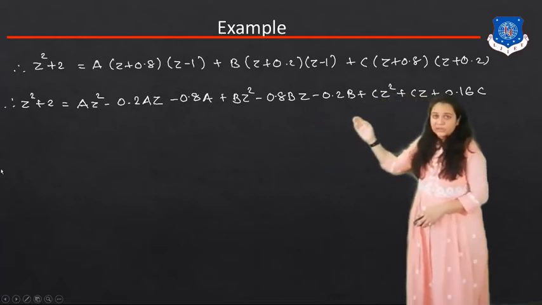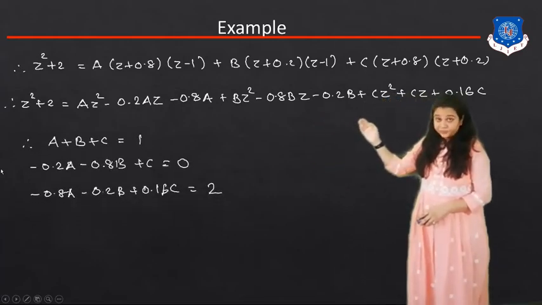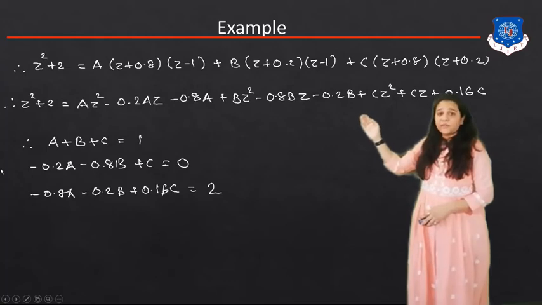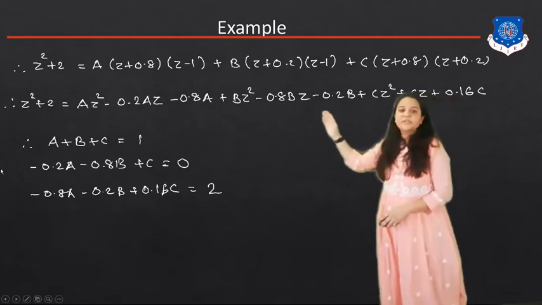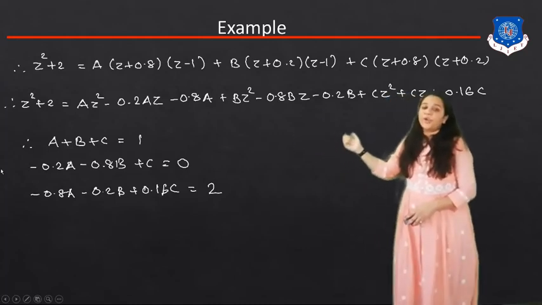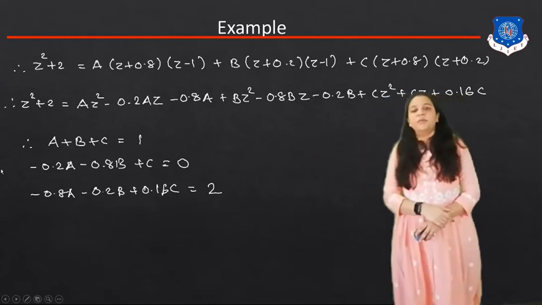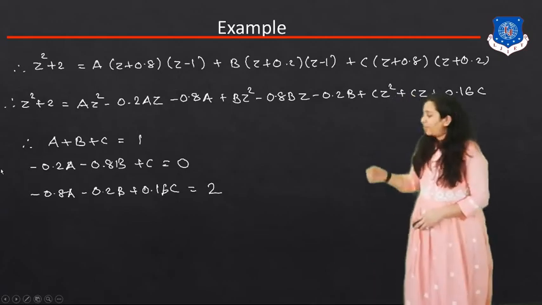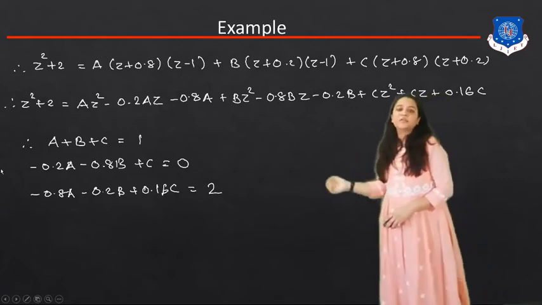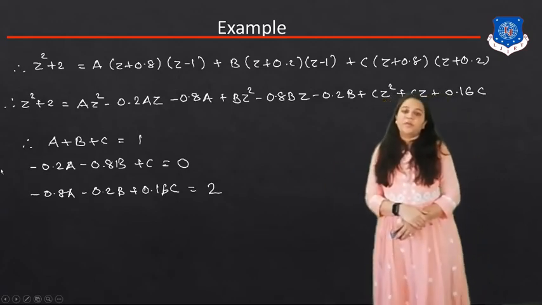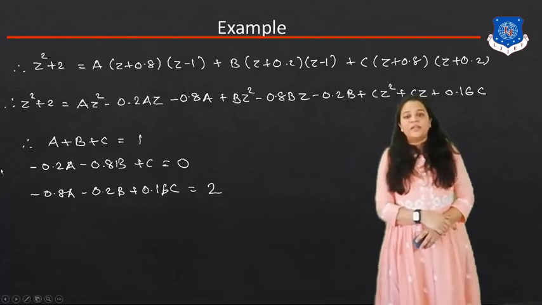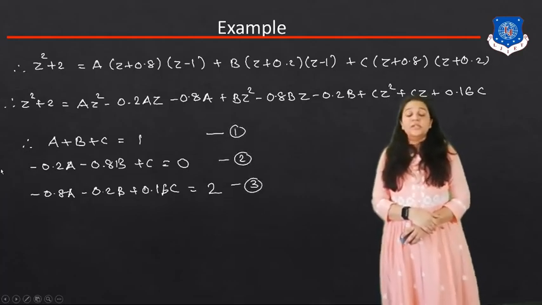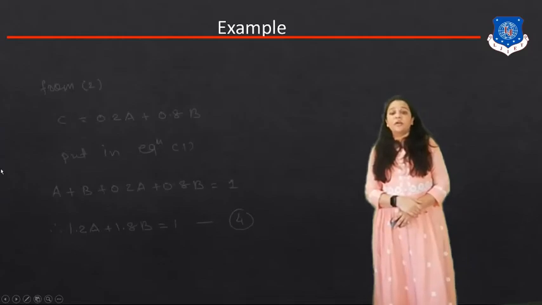Now we have to simplify this equation. So we have to simplify the constant term. So a plus b plus c is equal to 1, minus 0.2a minus 0.8b plus c is equal to 0, and minus 0.8a minus 0.2b plus 0.15c is equal to 2. So simplify the equation number 1, 2 and 3.